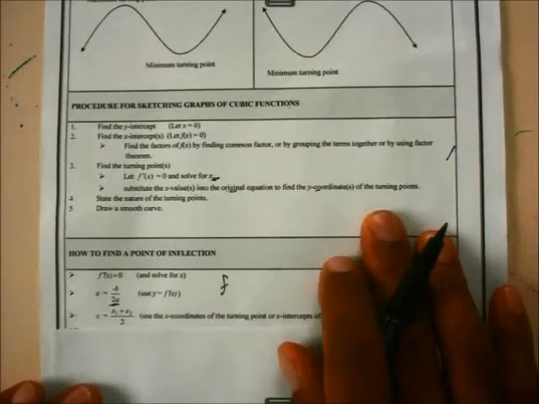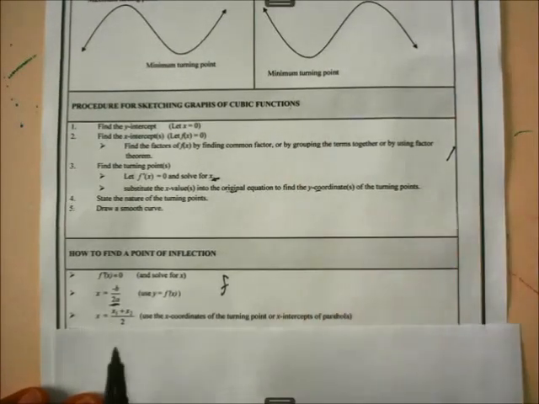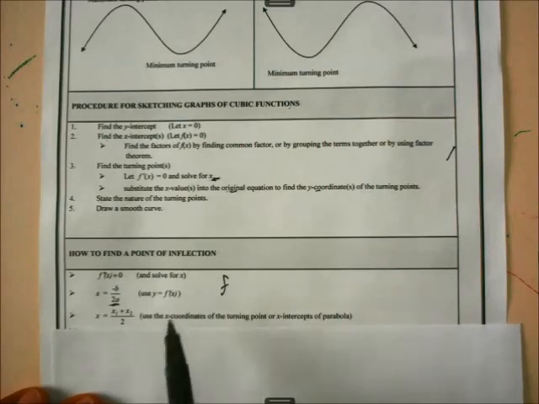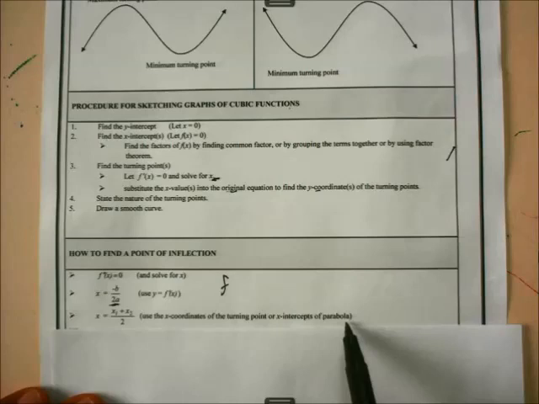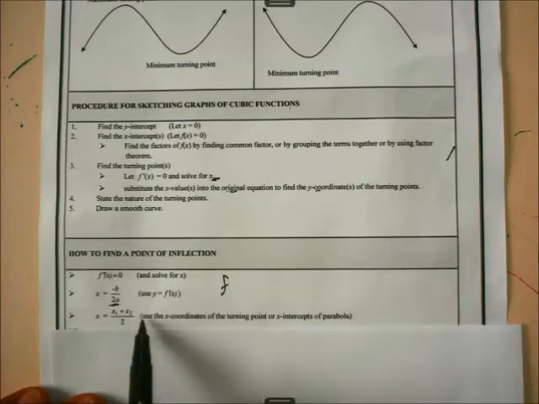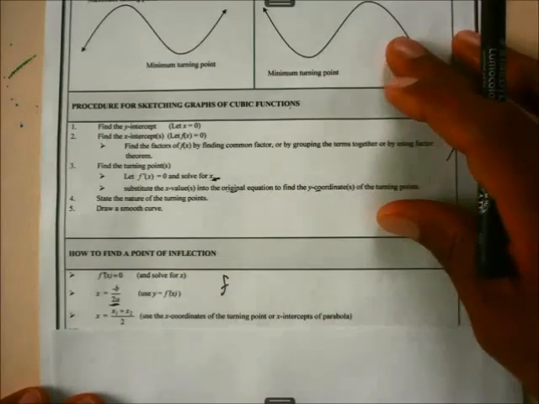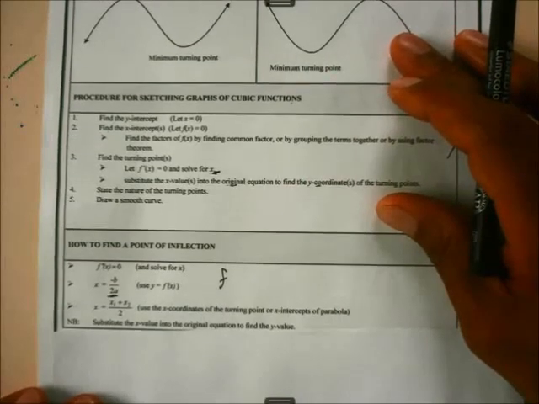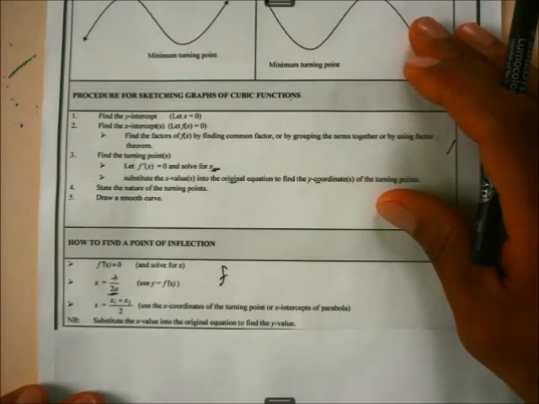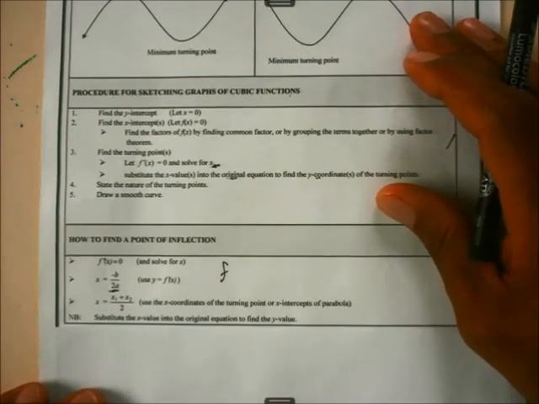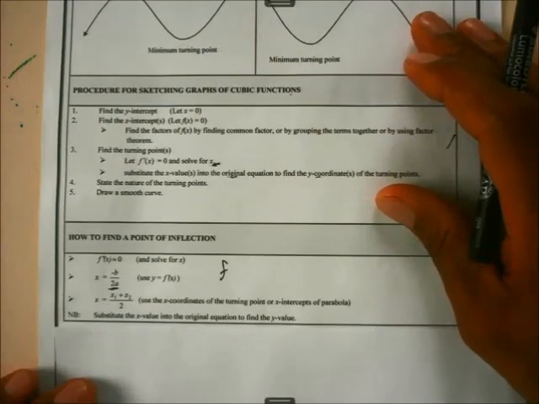Right. Now, sometimes you can also take the x coordinate of the turning point, or the x-intercept of the parabola, right? Now you just add the two, you divide it by 2. Then you'll get the x coordinate of the point of inflection. Of course, thereafter, what is it that you're going to do? Then you substitute the x value into the original to find the y value.